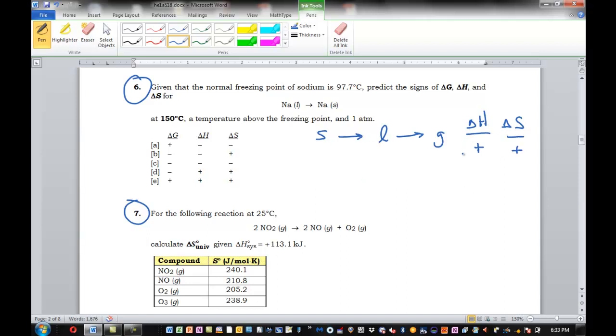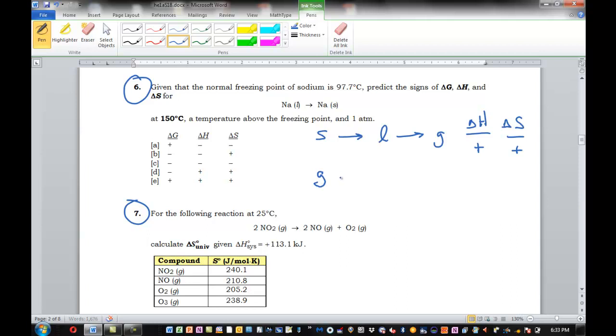To melt a solid, we have to add heat, endothermic. Same thing for a liquid: to evaporate or boil a liquid, we have to add heat, endothermic. When we go from a solid to liquid, energy is more dispersed. That's an increase in entropy, positive. Same thing, liquid to gas. In a gas, energy is much more dispersed than in the liquid, both positive.